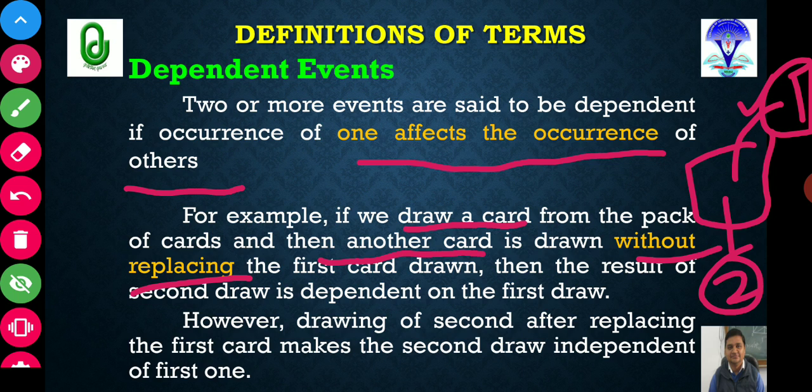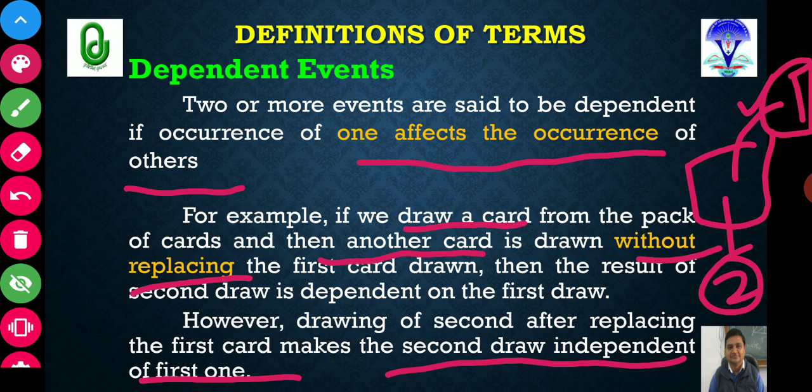For the second event, it is dependent on the happening of the first event. That is why it is called a dependent event. However, drawing the second card after replacing the first card makes the second draw independent of the first one. So suppose you draw the first card and then replace it, that means you put the first card back into the pack, and then you draw another card. So the drawing of another card is now not dependent on the drawing of the first card, because you have already replaced the first card. You have already put the first card back into the pack. That is why it is not depending on the happening of the first event.